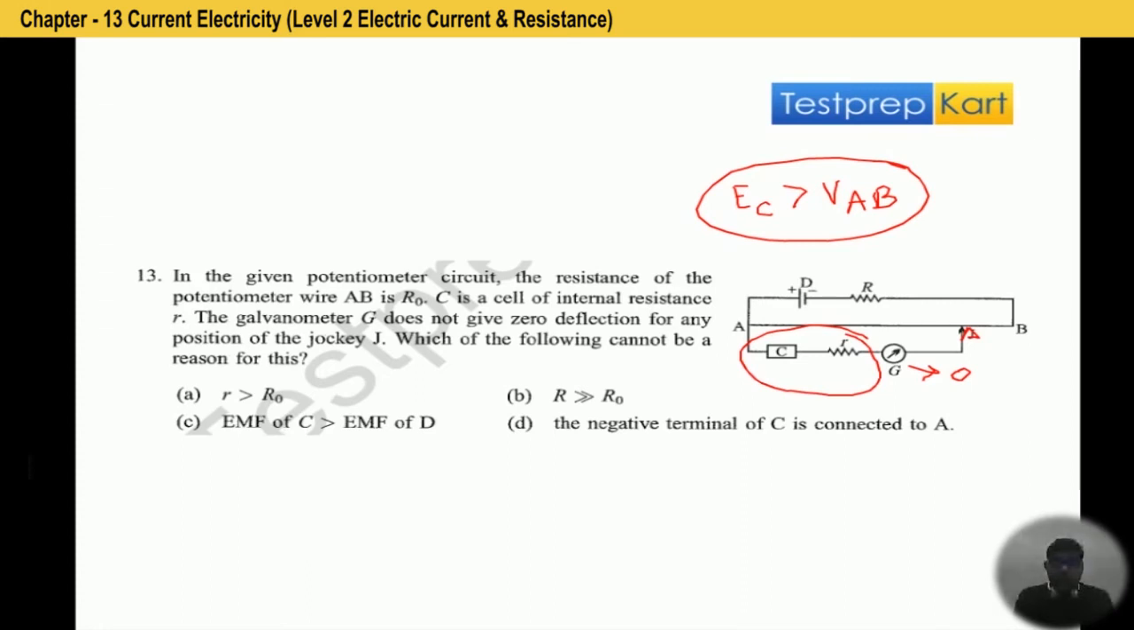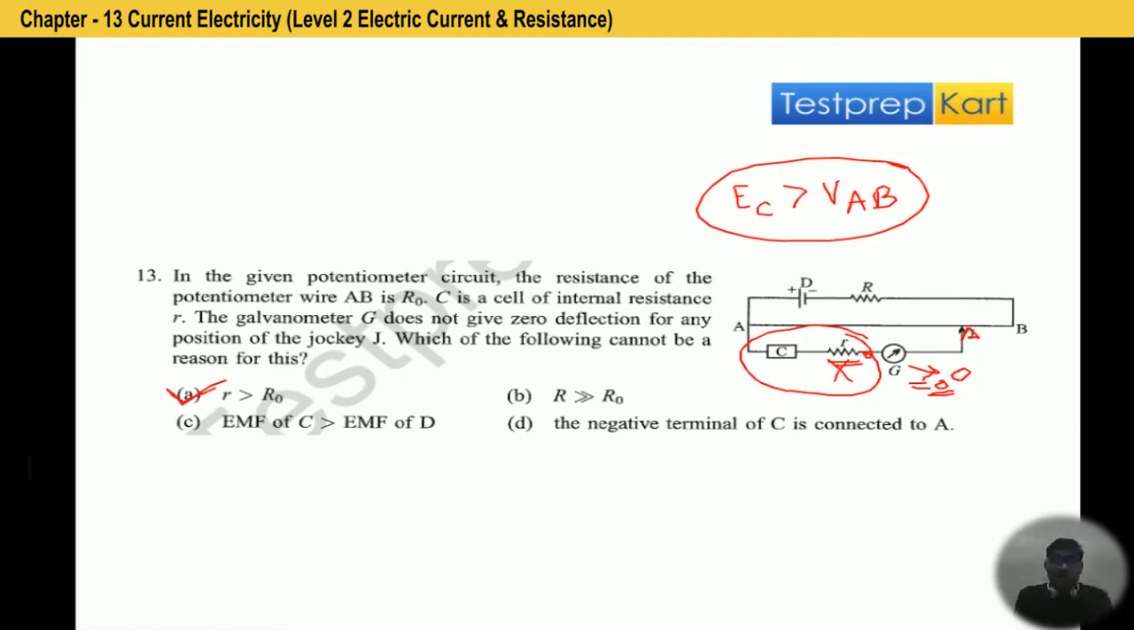Okay, first, R is greater than R0. So definitely the internal resistance of this cell does not matter as far as zero deflection is concerned, because if the potentials across the terminals of the galvanometer are the same, then there will be no current in this circuit. And if there is no current, then this R will not play its role. So whenever we use a potentiometer, the internal resistance of the second cell does not matter. So this option is right. It is not a proper reason for zero deflection.